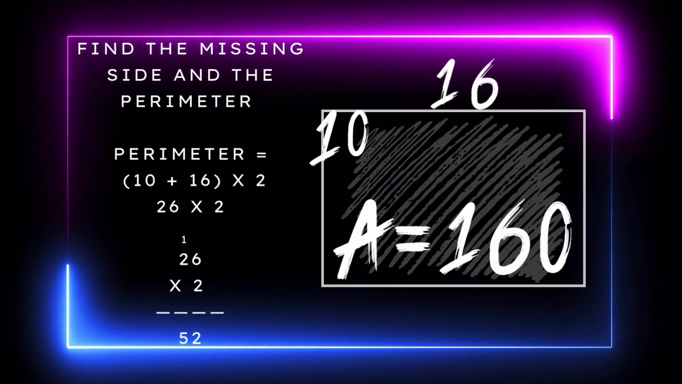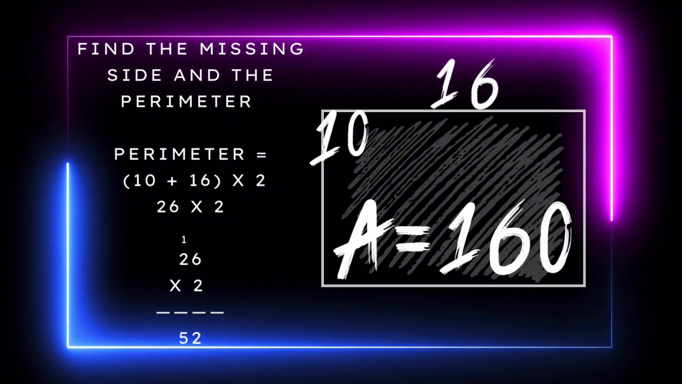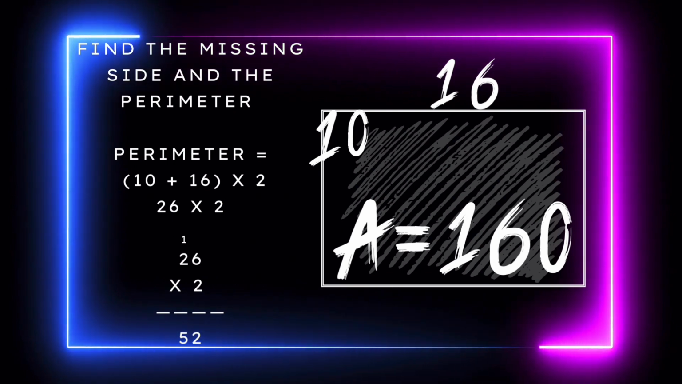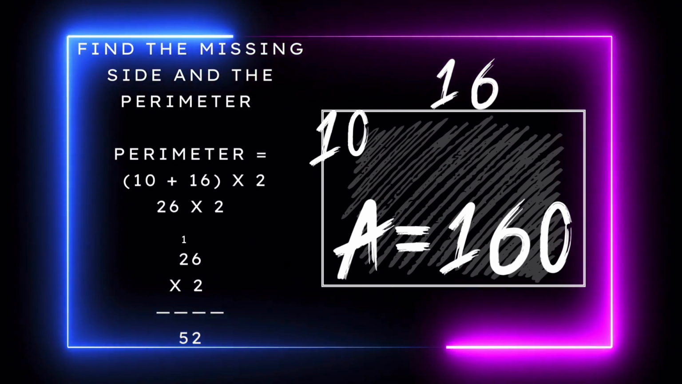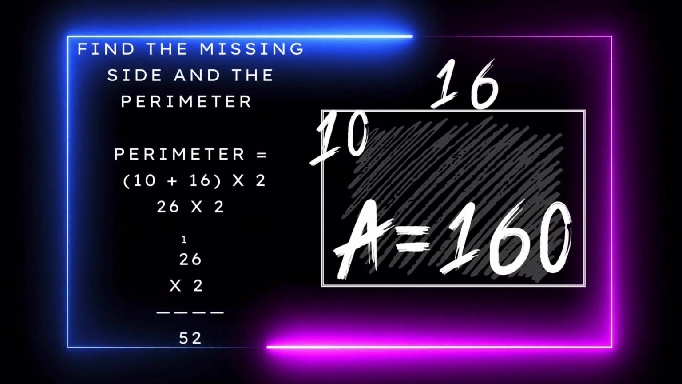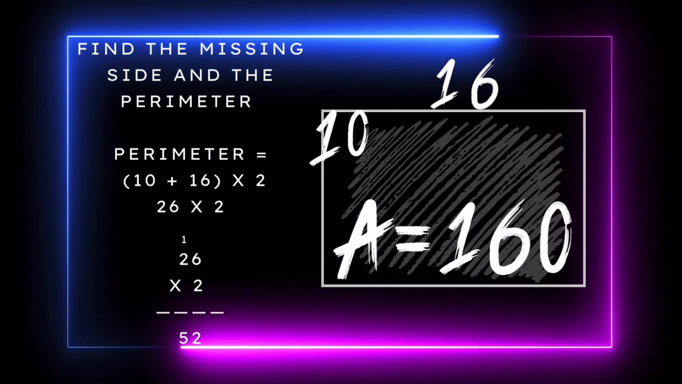If 26 times 2 is too hard to do in your head, you can write it down. So 26 will go on top, 2 on the bottom. 2 times 6 is 12, so you put down the 2 and carry the 1. 2 times 2 is 4, plus the carried 1 equals 5. So put together, that is 52.